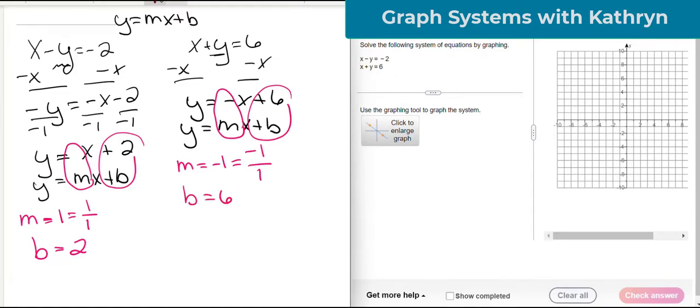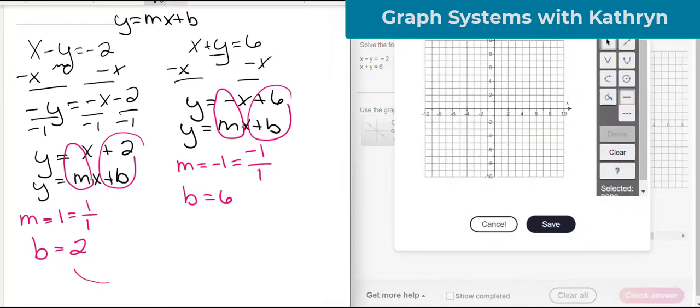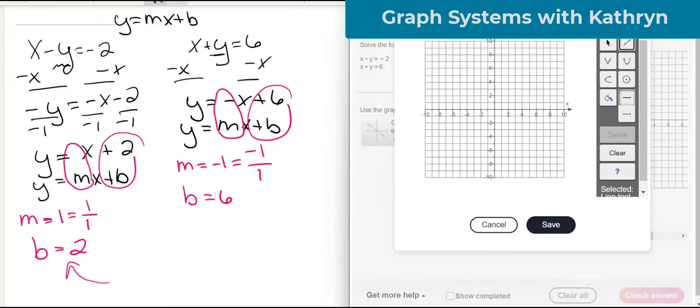All right, now we're going to go over and we're going to graph it. I'm going to click to enlarge the graph. We're going to graph this one first. So my y-intercept is 2. I'm going to click on my line there, and I'm going to go up to 2 on my y-intercept and put a dot. Now my slope is 1 over 1, so that means I have to go up 1 over 1. There we go.